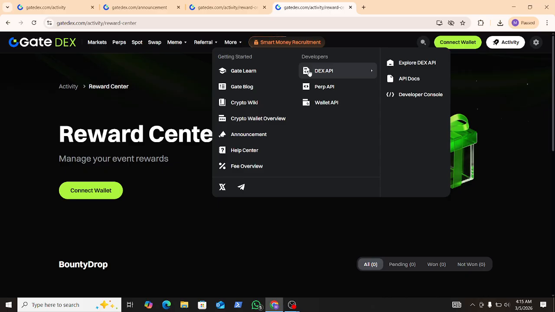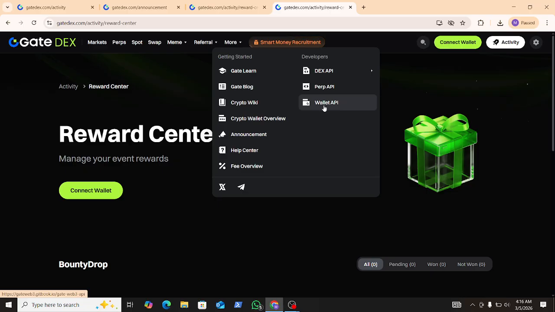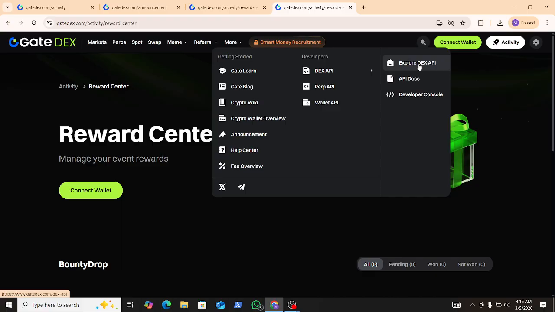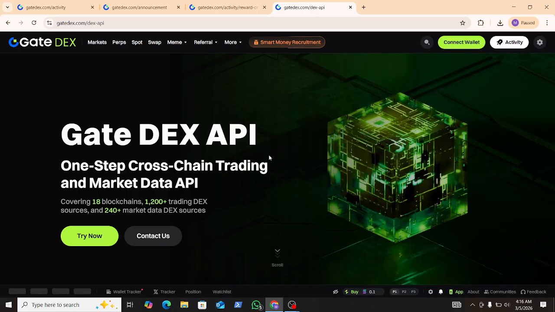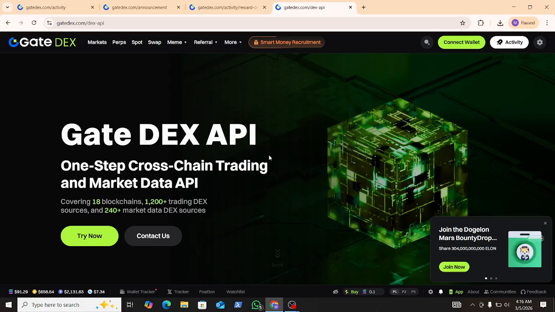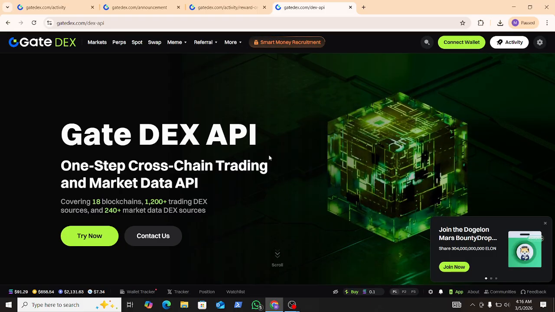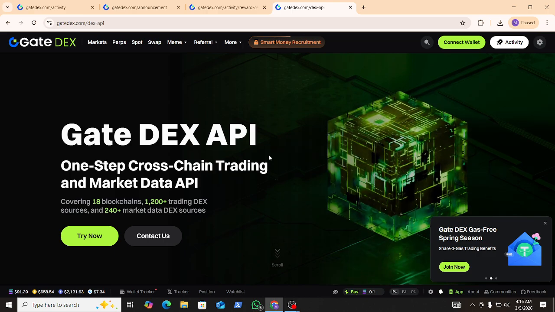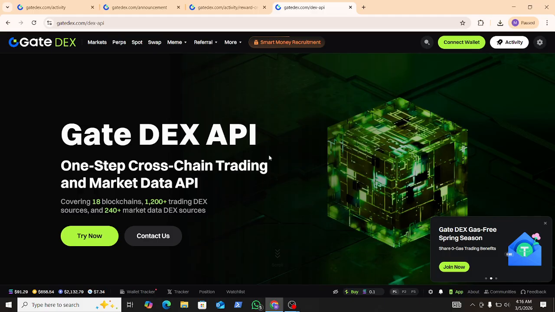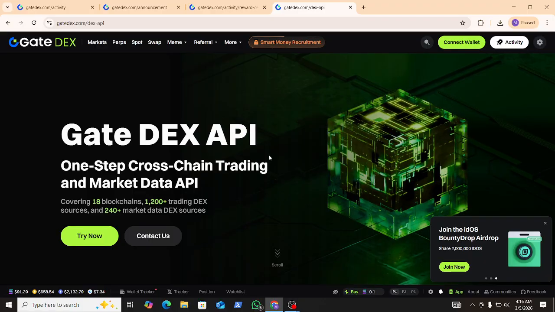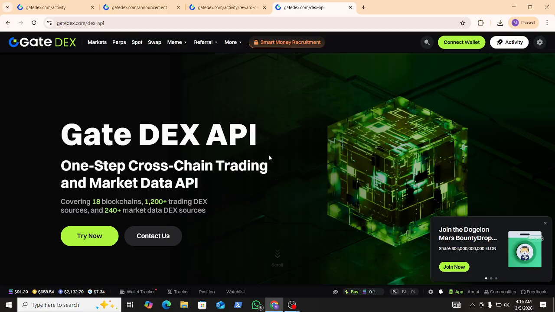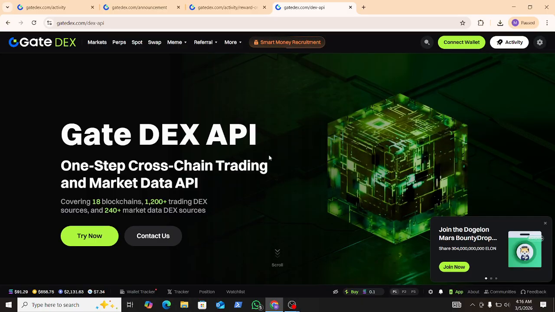DEX API. Explore DEX API. API documents. Developer console. Valid API. Explore API document. GateDEX API. One-step cross-chain trading and market data API. Covering 18 blockchains, 12,000 plus trading DEX sources and 240 plus market data DEX sources. Try now, contact us.